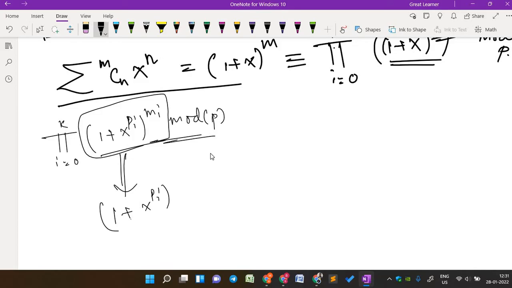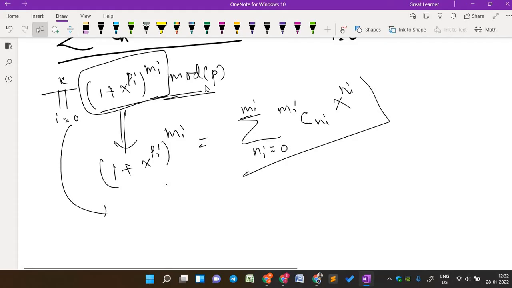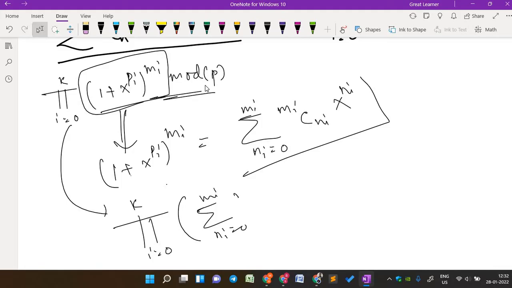So (1 + x raised to pi) raised to mi, we can write as the summation of ni equal to 0 up to mi of mi c ni into x raised to ni, right? We can write it like this. So this one is converted into the product over i equal to 0 up to k of the summation over ni equal to 0 of mi c ni, into x raised to ni, whole raised to pi.